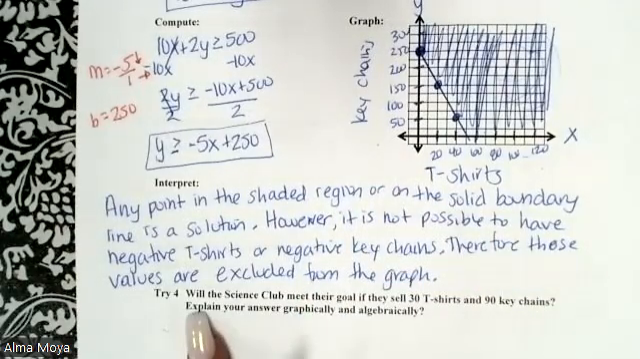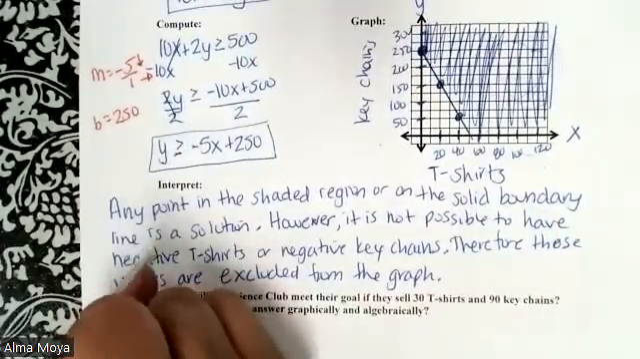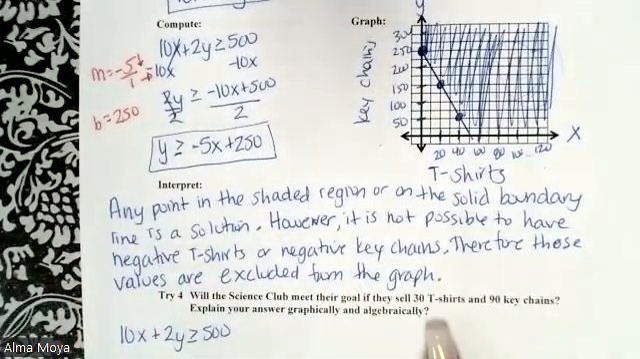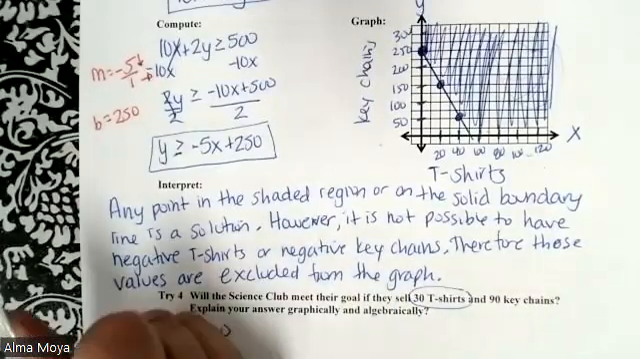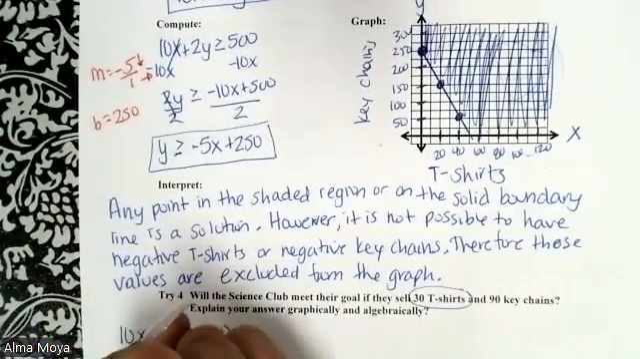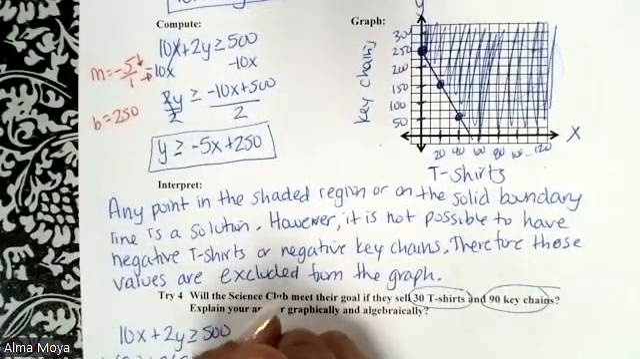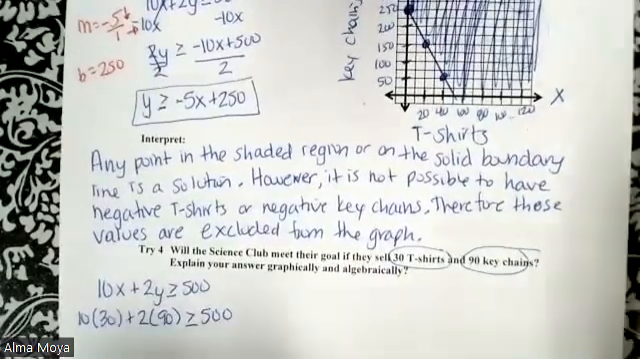All right. Next one says try 4. Will the science club meet their goal if they sell 30 t-shirts and 90 keychains? Well, let's see here. If this is our inequality, we have 10x plus 2y. Is that greater than or equal to 500? Now, keep in mind, x is a t-shirt. So right here, they're saying 30 t-shirts, so I need to plug in 30 t-shirts. So that's going to be 10 times 30 plus 2 times the keychains, which is 90. I need to see if that's greater than or equal to 500. So I'm going to plug that in my calculator.